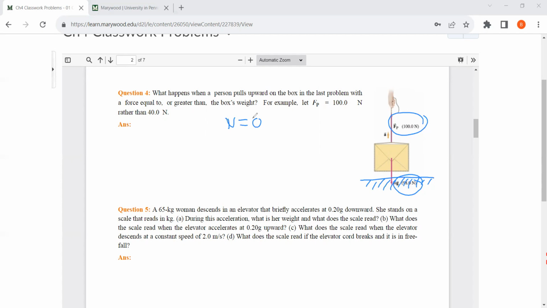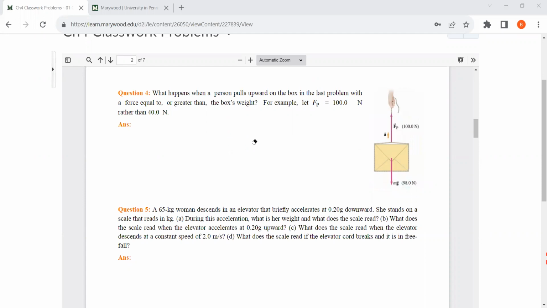Okay, now because here the net force is not equal to 0, that means the object is moving upward with some acceleration. So I want to know what the acceleration is here also. Okay, so let's try to calculate what the acceleration is.